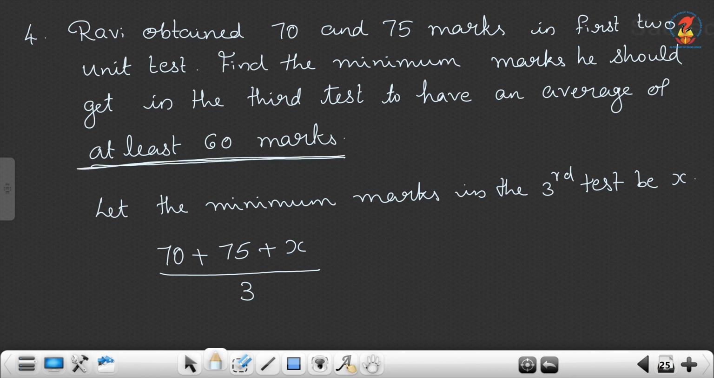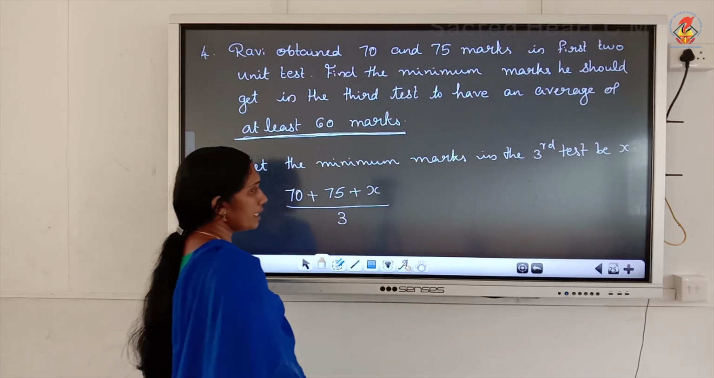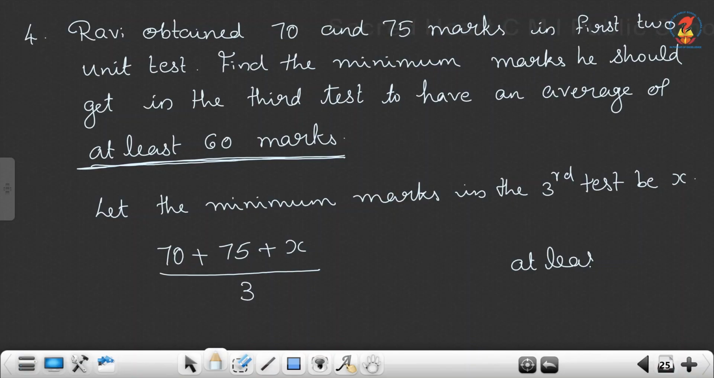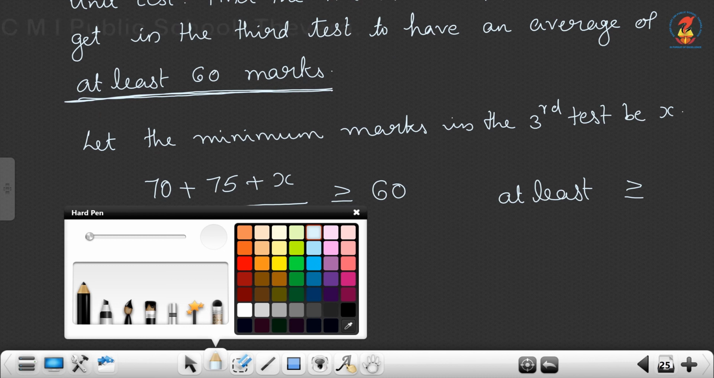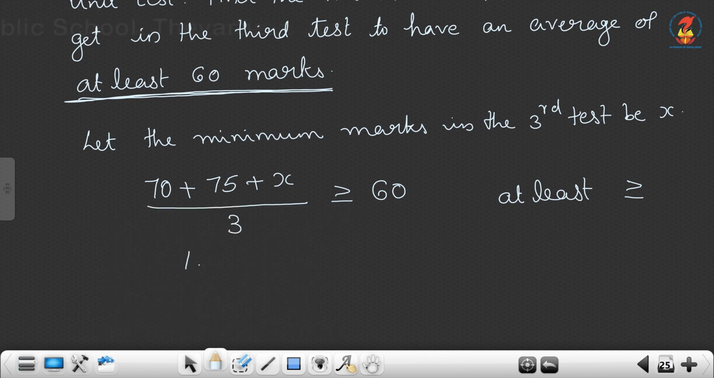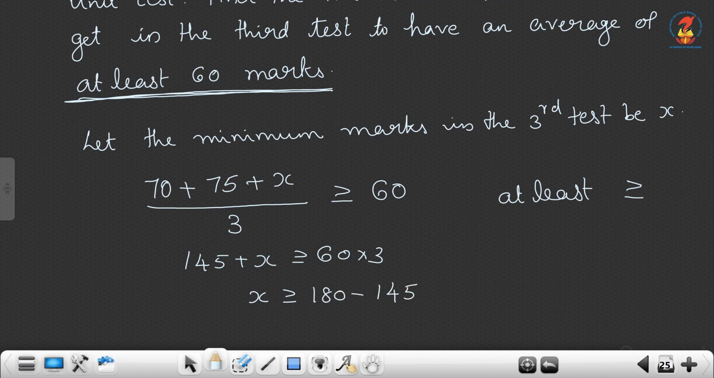What do you mean by at least 60? Minimum 60. So 60 or more, that's the meaning. At least means the symbol is greater than or equal. So greater than or equal to 60. Minimum 60. So 60 or more than that. Now solving this and find the value of x. 70 plus 75 is 145 plus x is greater than or equal to 60 into 3. Or x is greater than or equal to 180 minus 145. Or x is greater than or equal to 35.